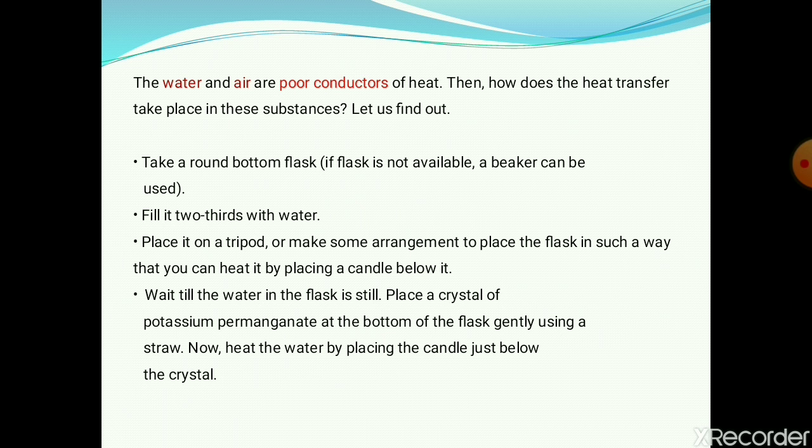Wait till the water in the flask is still. Place a crystal of potassium permanganate at the bottom of the flask gently using a straw. Now heat the water by placing the candle just below the crystal.